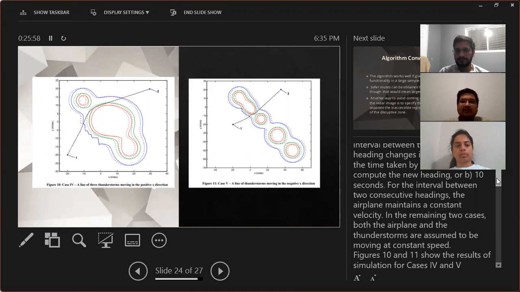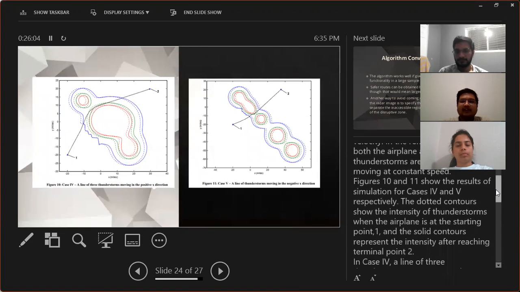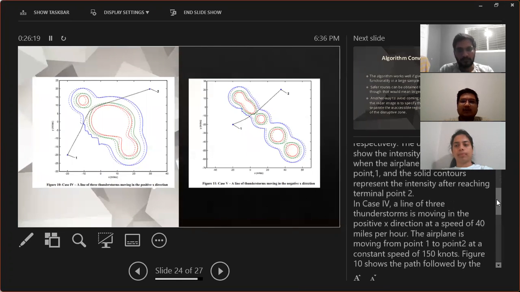In the remaining two cases, both the airplane and the thunderstorms are assumed to be moving at a constant speed. Figures 10 and 11 show the results of simulation for cases 4 and 5 respectively. The dotted contours show the intensity of thunderstorms while the airplane is at starting point 1, and solid contours represent intensity after reaching the terminal point 2. You can see here figures 10 and 11.